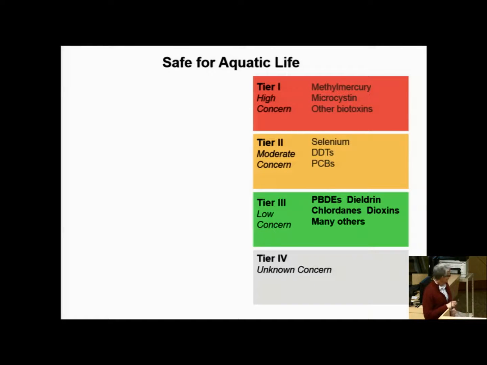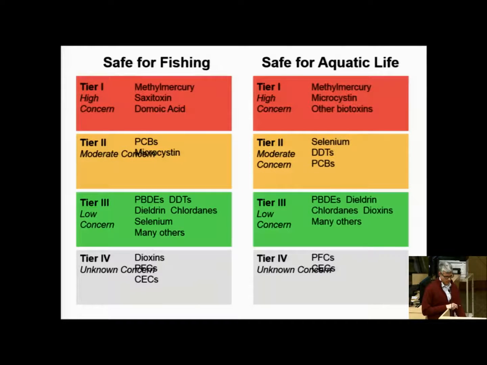Again, there are a lot of things that we measure that are below levels of concern, so it's not all bad news. And then there are more unknowns. So this is the overall summary of what we're really concerned about, things in the top two tiers, mercury in particular, in terms of the anthropogenic chemicals that my part of the SWAMP program is focusing on. Mercury is the number one concern. PCBs are number two, and then selenium and DDT are also of some concern.